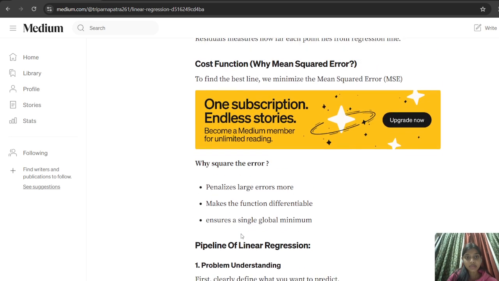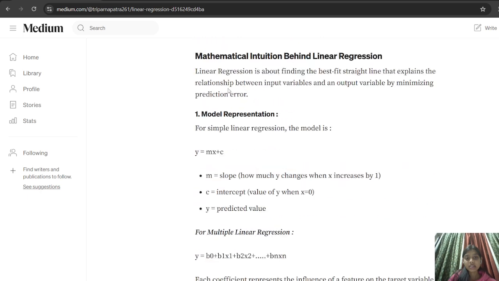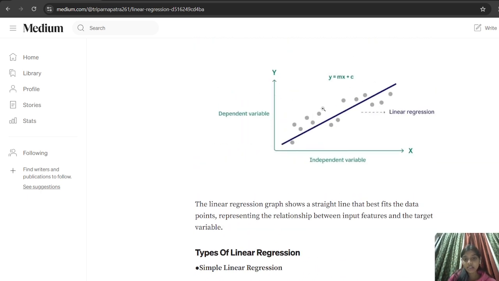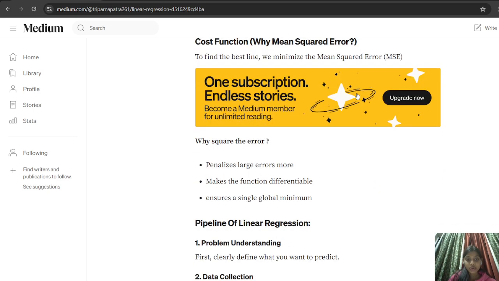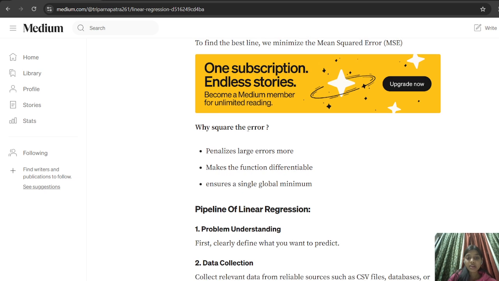Then the cost function, to find the best line. The straight line in this graph is also known as the best fit line. To find the best fit line, we minimize the mean squared error, MSE. Squaring the error penalizes large errors more, makes the function differentiable, and ensures a single global minimum.